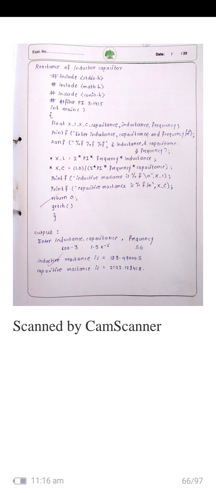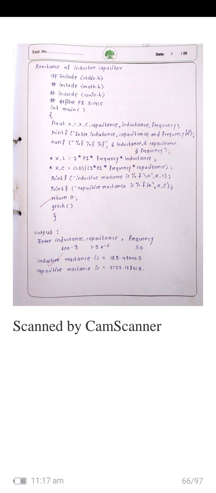There are three inputs used here. Then scanf, %f, %f, %f. That means %f is float, used here for inductance, capacitance and frequency. Now we use two formulae: first, XL is equal to 2 pi f L, that is the frequency into inductance, semicolon, XC is equal to 1 upon 2 pi frequency into capacitance, semicolon. Then two separate printf statements: printf inductive reactance is %f slash n, denoting XL, then printf capacitive reactance is %f slash n XC, return 0, getch, closing bracket.